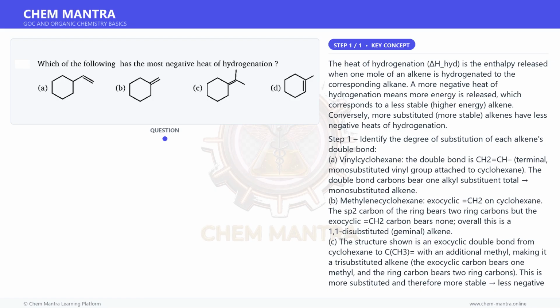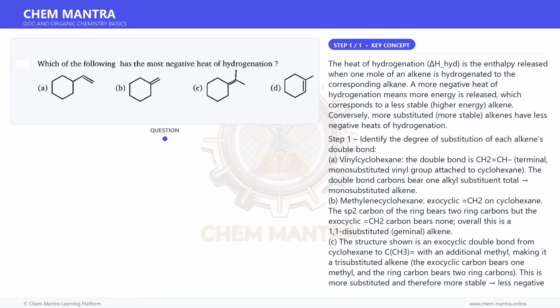C. The structure shown is an exocyclic double bond from cyclohexane to C, with an additional methyl, making it a trisubstituted alkene. The exocyclic carbon bears one methyl, and the ring carbon bears two ring carbons. This is more substituted, and therefore more stable, with a less negative heat of hydrogenation.